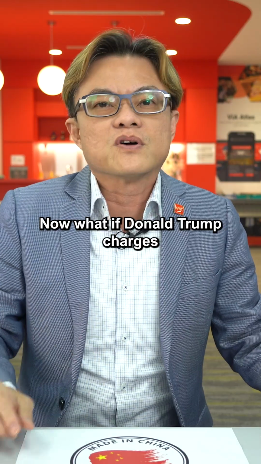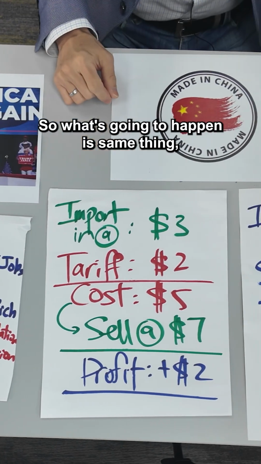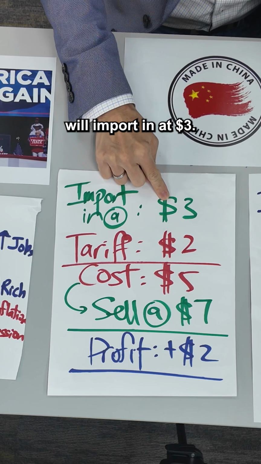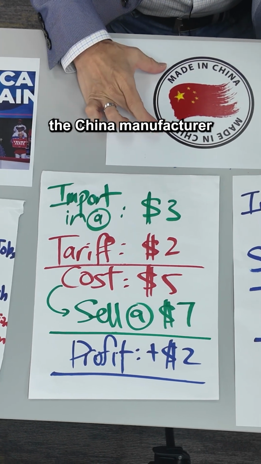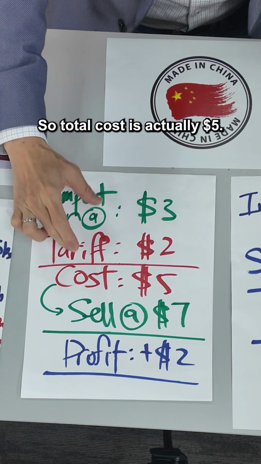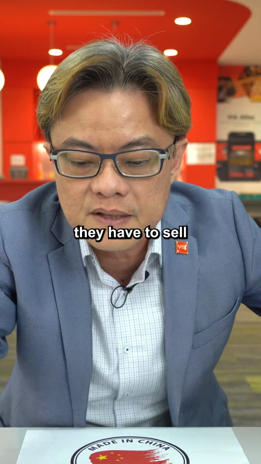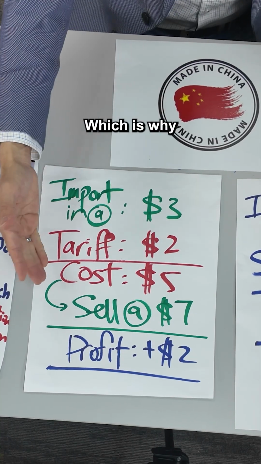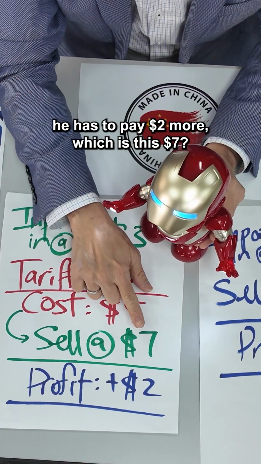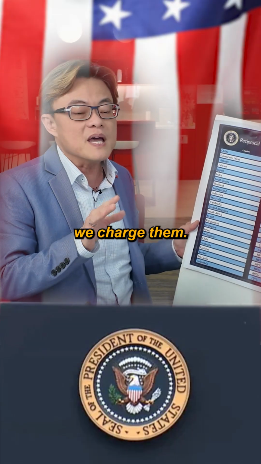Now, what if Donald Trump charged $2 of tax, which is in fact called the tariff over here? So what's going to happen is, same thing, Walmart or the supermarket will import it at $3, but the unfortunate thing is the China manufacturer has to pay an additional $2 of tax, which is the tariff. So total cost is actually $5. And in order for the supermarket to make the same $2, they have to sell at $7, which is why when Stanley goes to the supermarket right now to buy the same bag, he has to pay $2 more, which is this $7. In other words, they charge us, we charge them less.